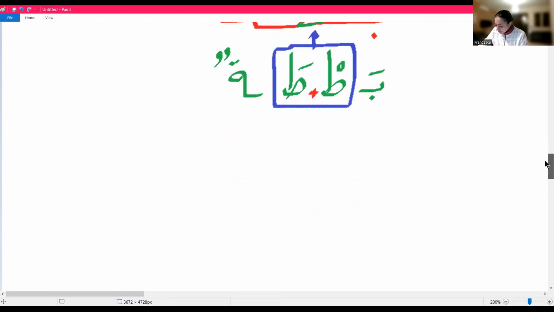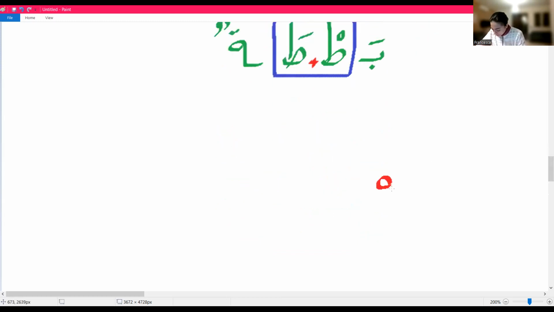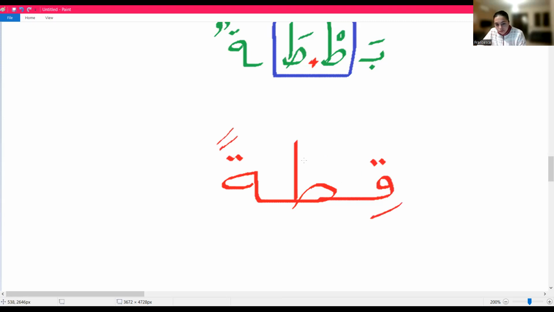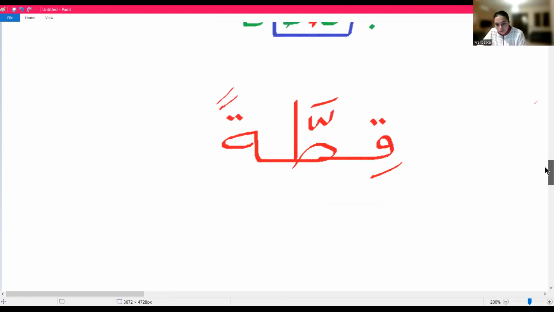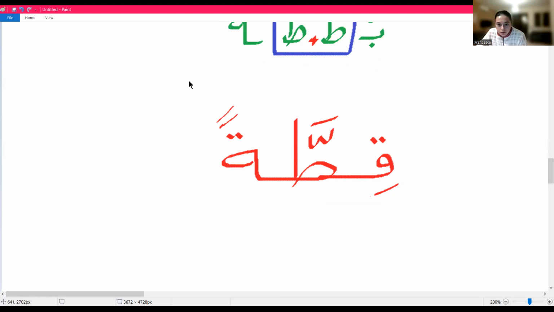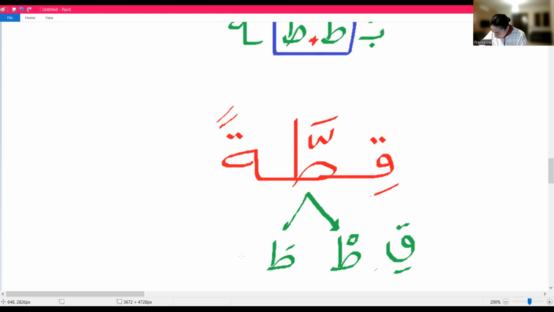Let's try another example. How do you pronounce this? Kit tatan. Excellent. So this Ta is combined of two Ta's. The first one with sukun, always. The last one here with fatha. So we have kit ta tan.